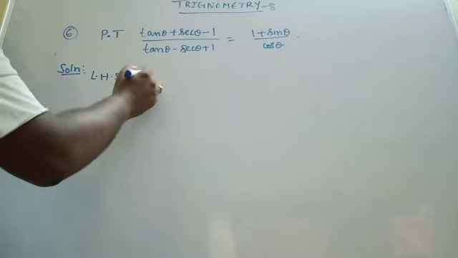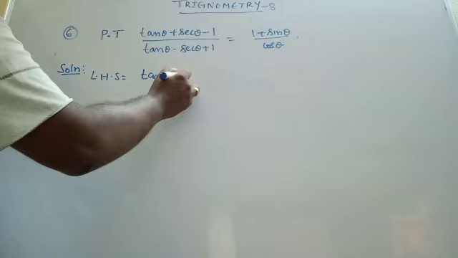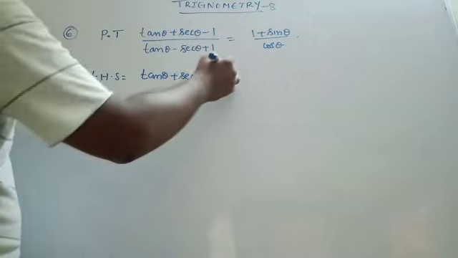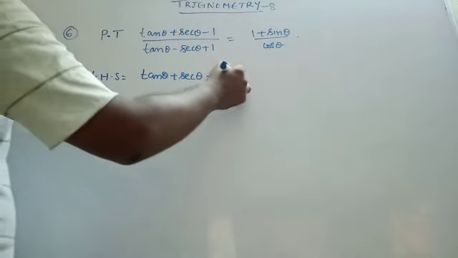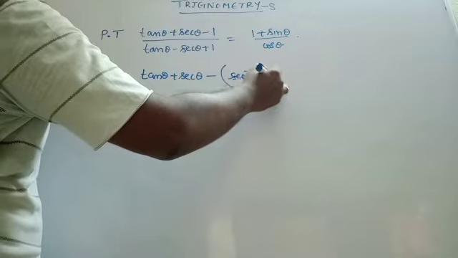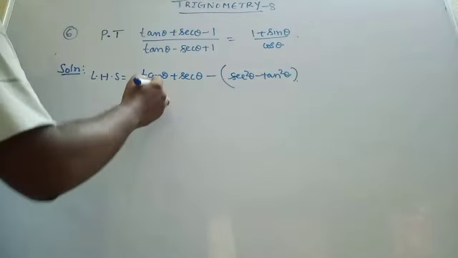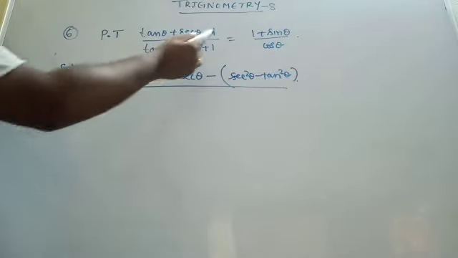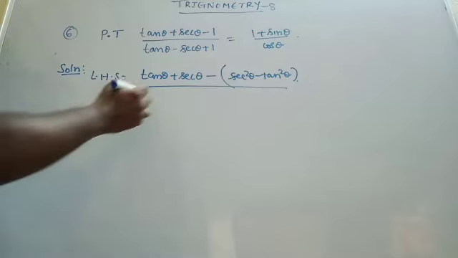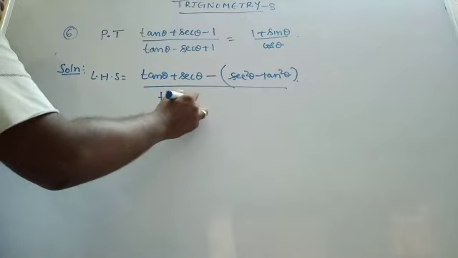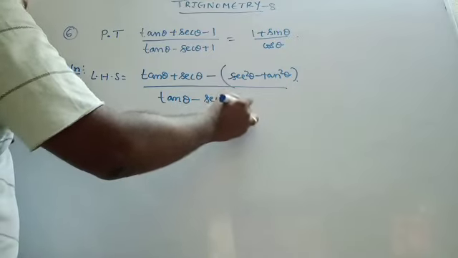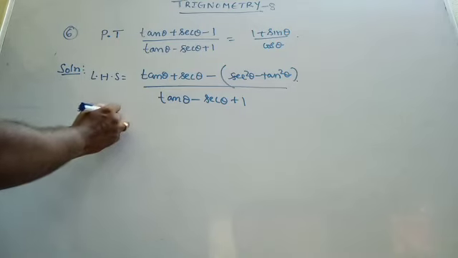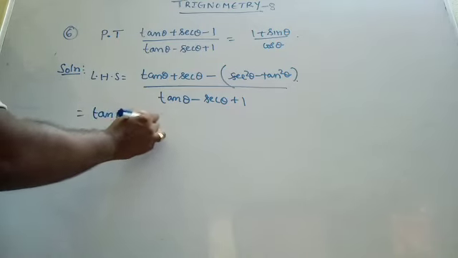This is now tan theta plus secant theta, minus 1 we are having here. This minus 1, we know square relations, we use this as secant square theta minus tan square theta. We write that because we know that. On the left hand side part, in the place of 1 we are writing secant square theta minus tan square theta, and divided by tan theta minus secant theta plus 1 we are having like this.